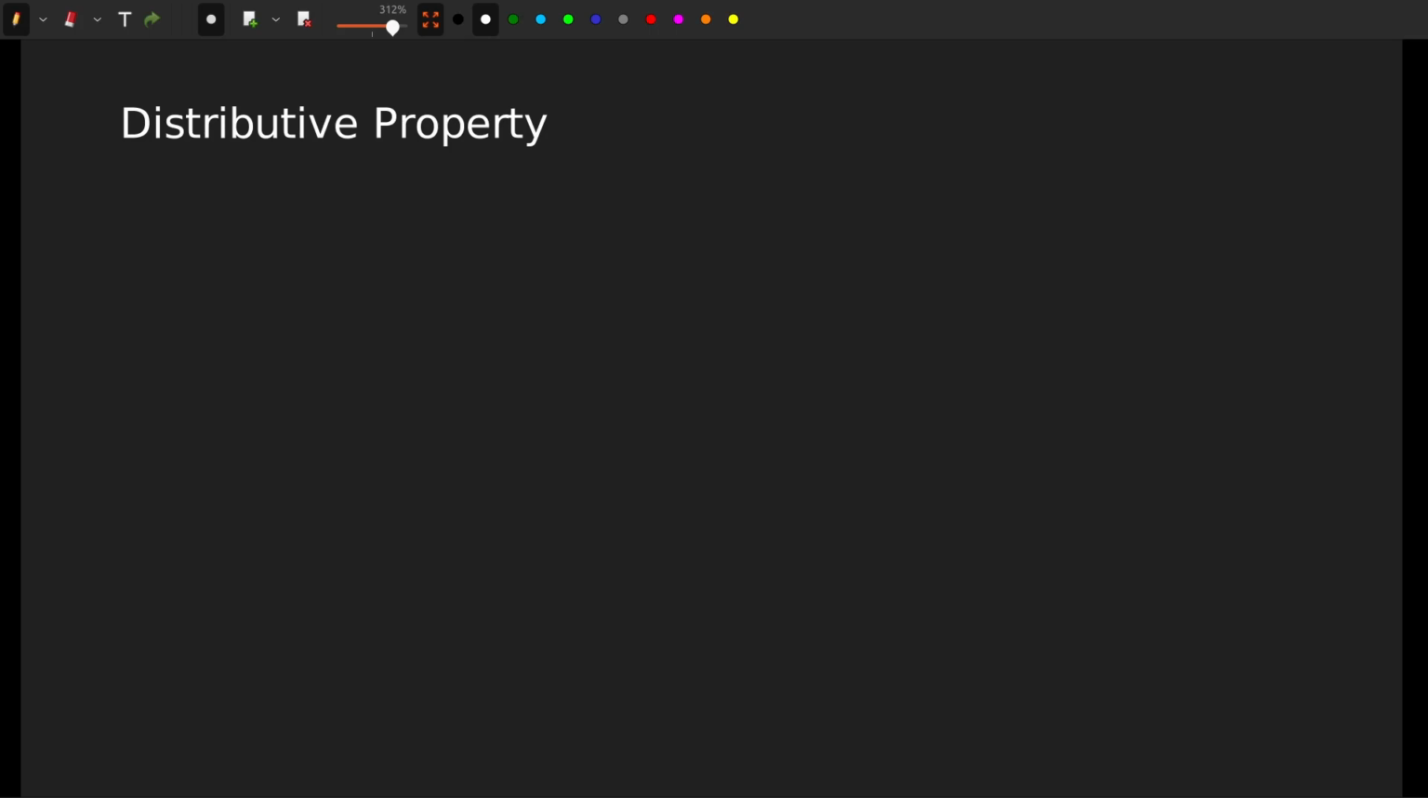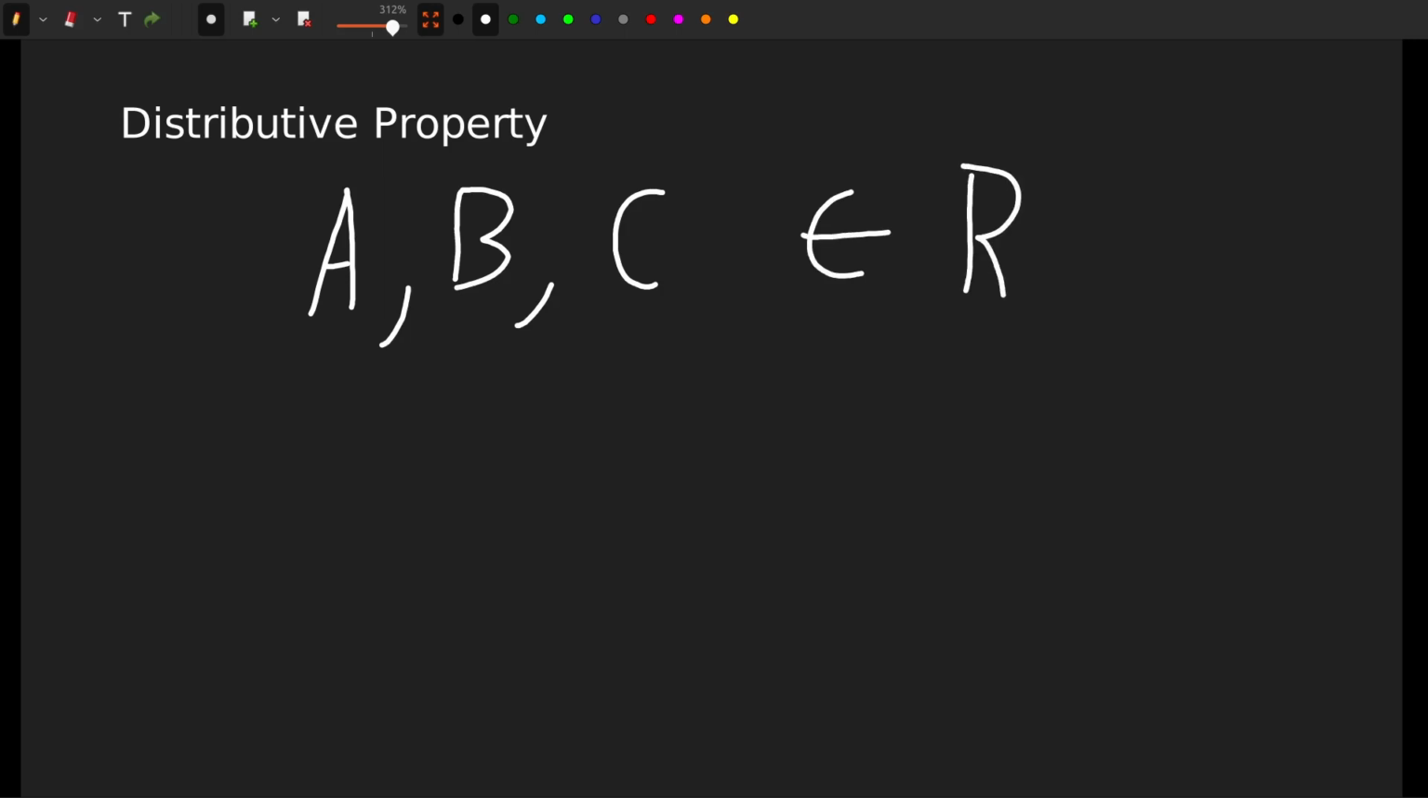So the distributive property says something like this. Suppose we have three numbers, A, B, and C, that exist in the real number set, so they can be a real number. They could be a decimal, a whole number, a fraction. They could be negative. They could even be pi, or an irrational number. Rational, irrational number. As long as they're not imaginary, that's the one thing they can't be.